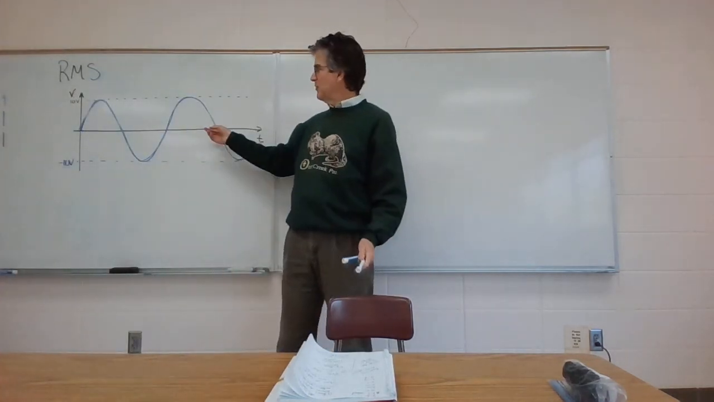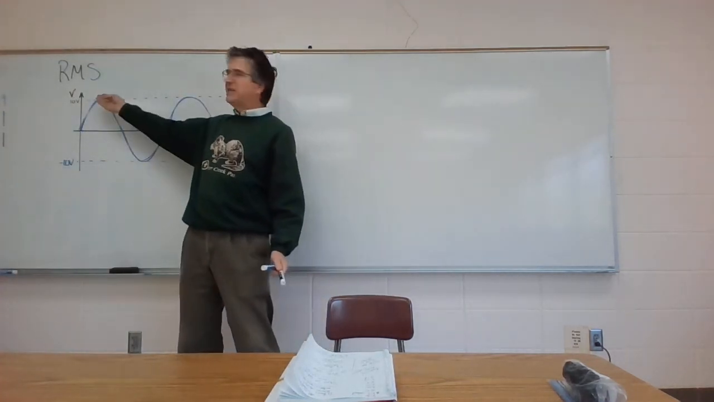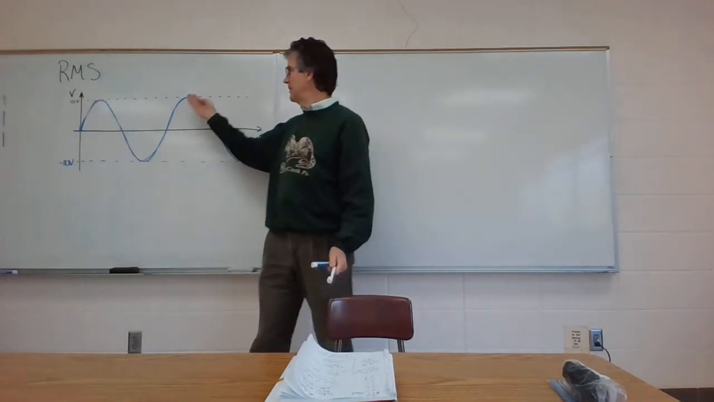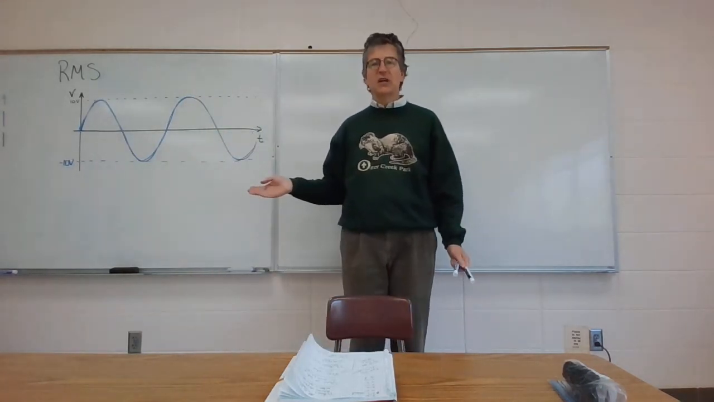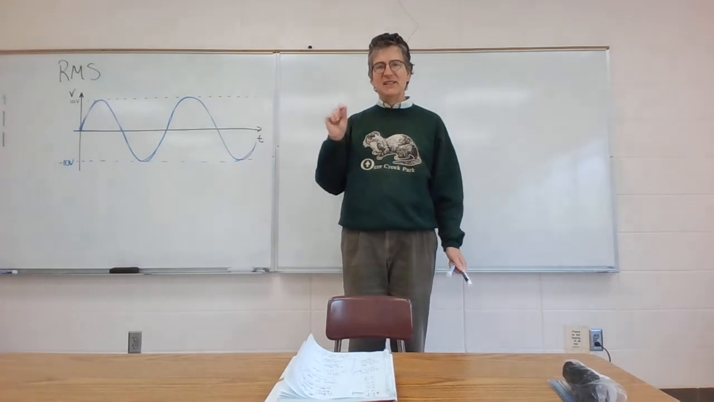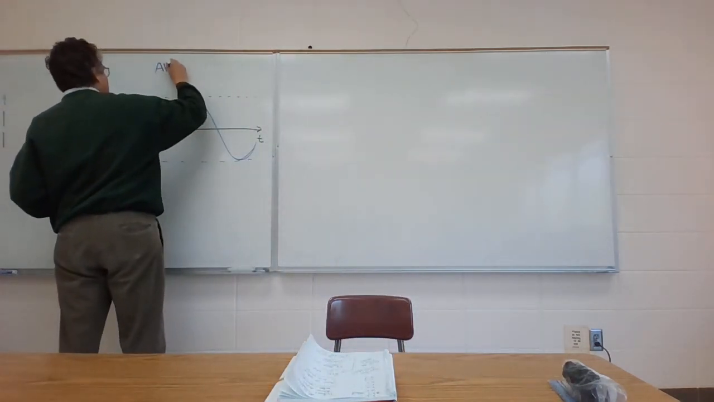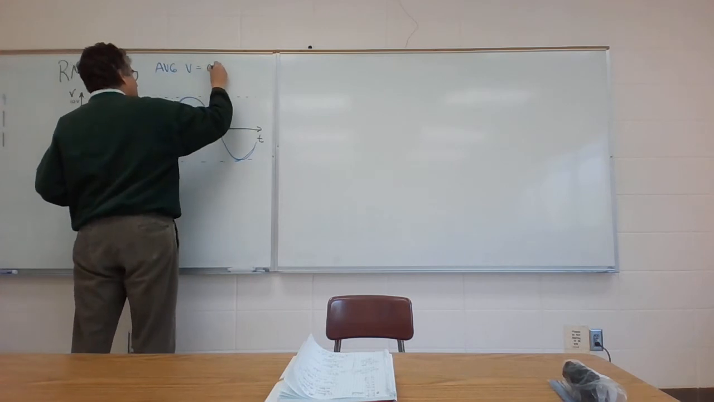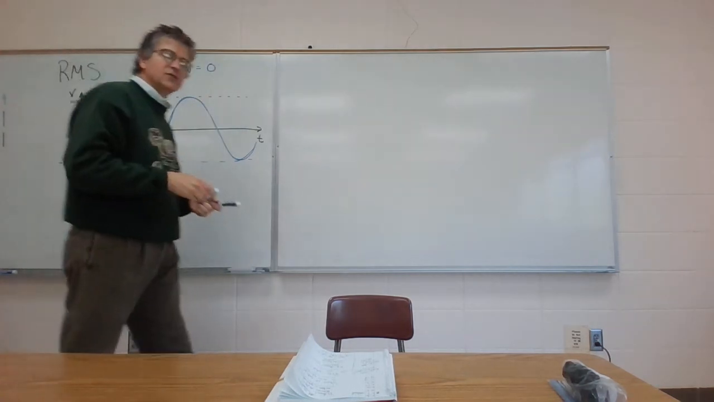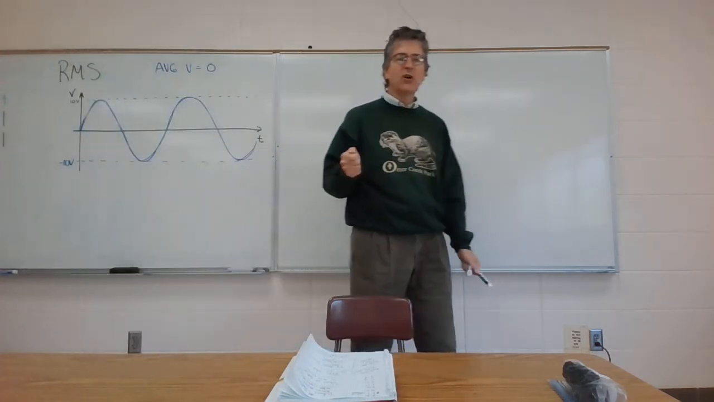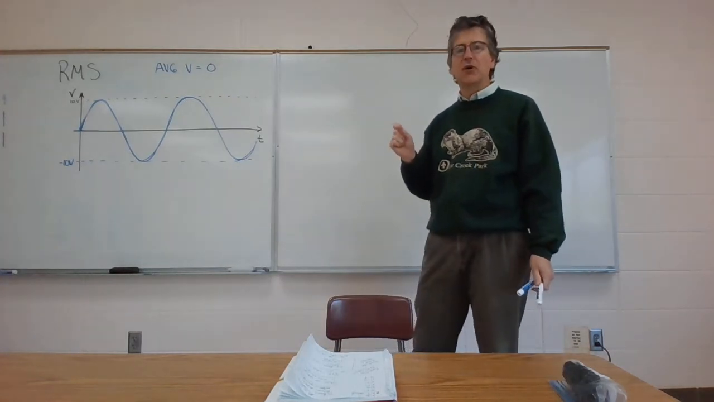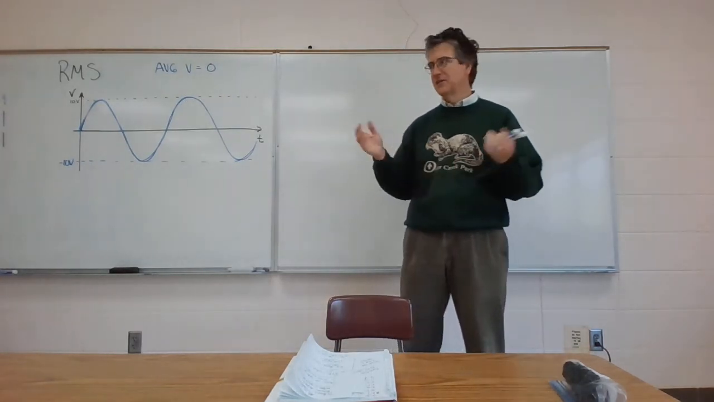What is the average voltage here? Well, it goes up to 10 volts, goes down to negative 10 volts. It goes up to 10 volts, it goes down to negative 10 volts. So on average, it is at 0 volts. My average voltage is equal to 0. Likewise, my average current is equal to 0 in an AC setup.